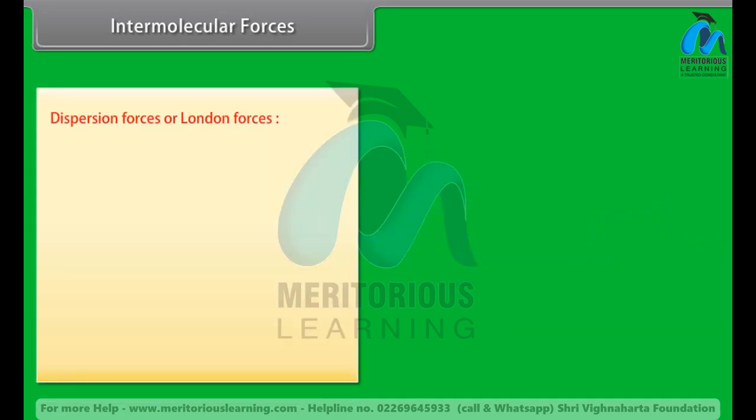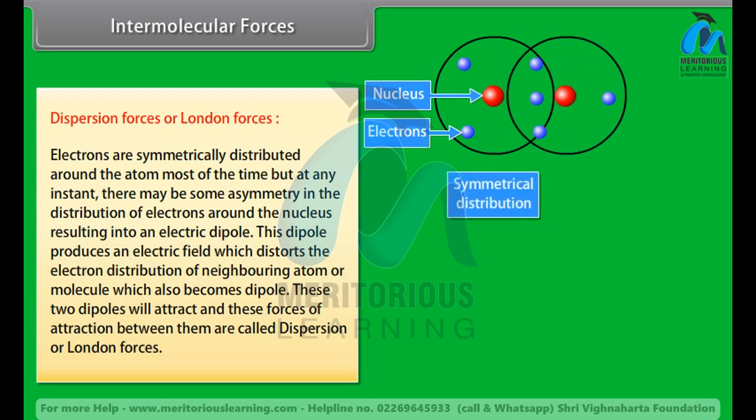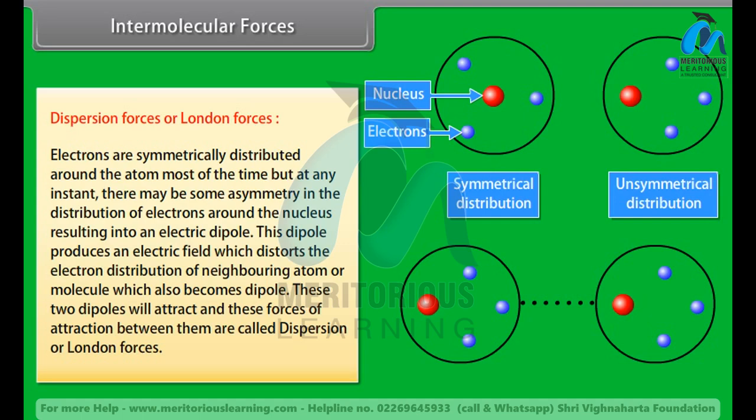Attractive intermolecular forces are also called van der Waals forces. Dispersion forces or London forces. Electrons are symmetrically distributed around the atom most of the time, but at any instant there may be some asymmetry in the distribution of electrons around the nucleus, resulting in an electric dipole. This dipole produces an electric field which distorts the electron distribution of a neighboring atom or molecule, which also becomes a dipole. These two dipoles will attract, and these forces of attraction between them are called dispersion or London forces.